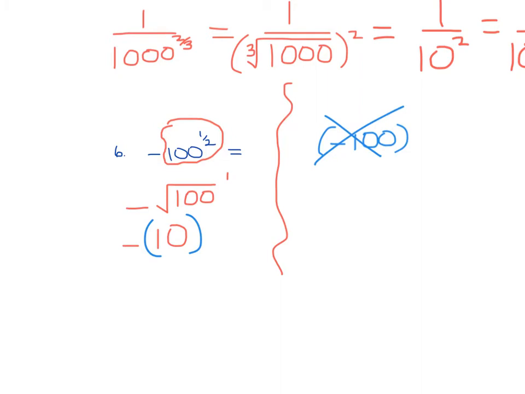So I wanted to show you the difference. Remember, when you don't have parentheses around your negative number, the exponent is only on the number. It's not combined with that negative sign. So the negative sign is just going to fall down. You're going to find the square root of 100, which is 10, and then put the negative sign in front. Let's try number 7.